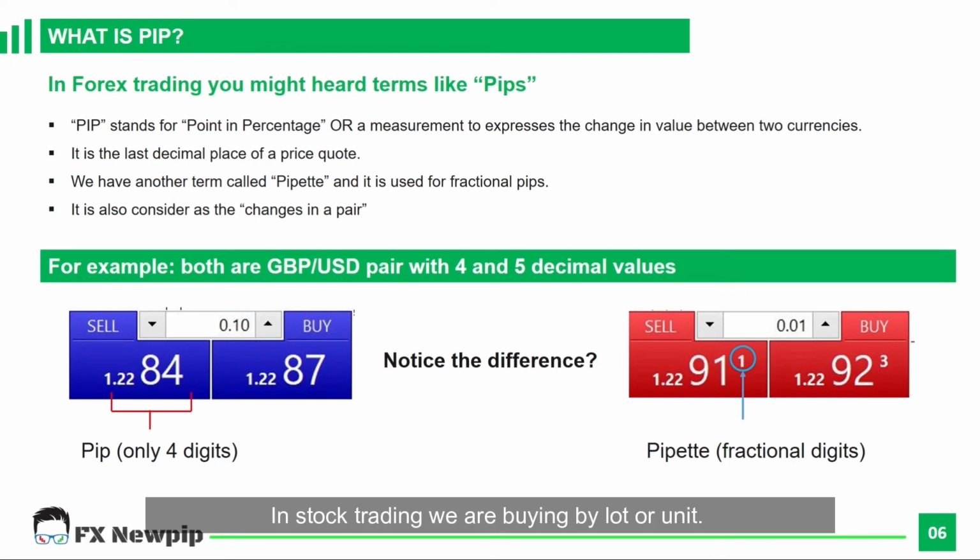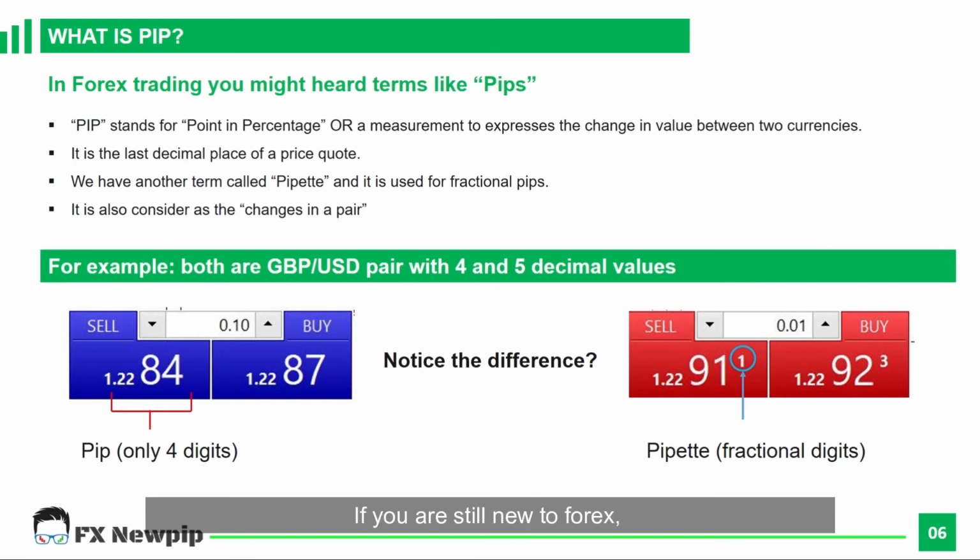In stock trading, we buy by lot or unit. For example, in Malaysia, one lot of shares is equivalent to 100 units. However, in Forex, we term it a pip. Pip stands for percentage in point, and it is a measurement to express the change in value between two currencies.